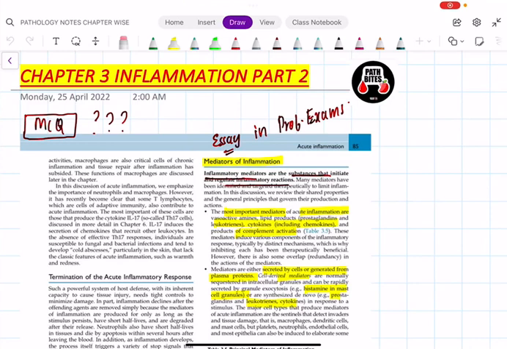Hello everyone, welcome to another session of pathology. Let us continue with the second part of the third chapter, inflammation. Today we are going to discuss the mediators in inflammation.